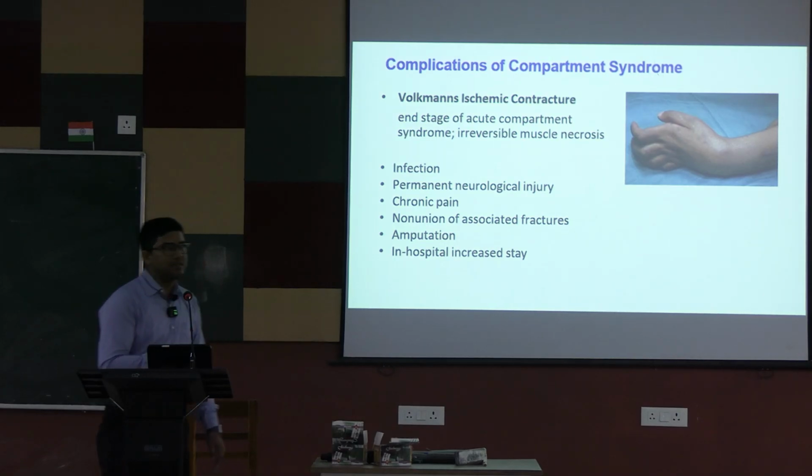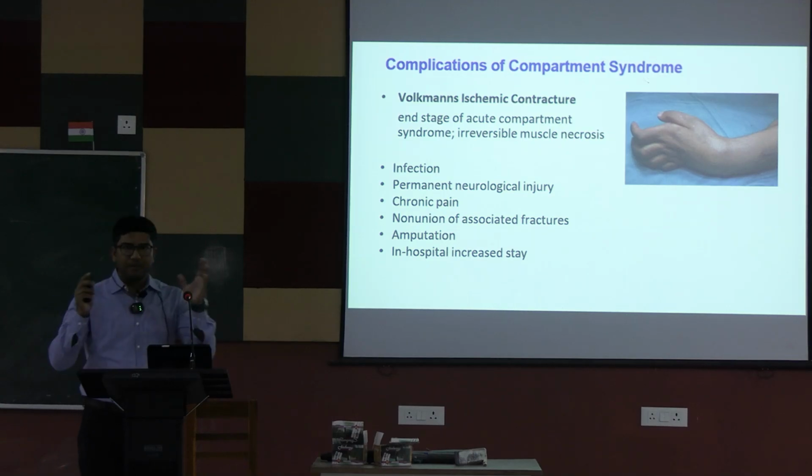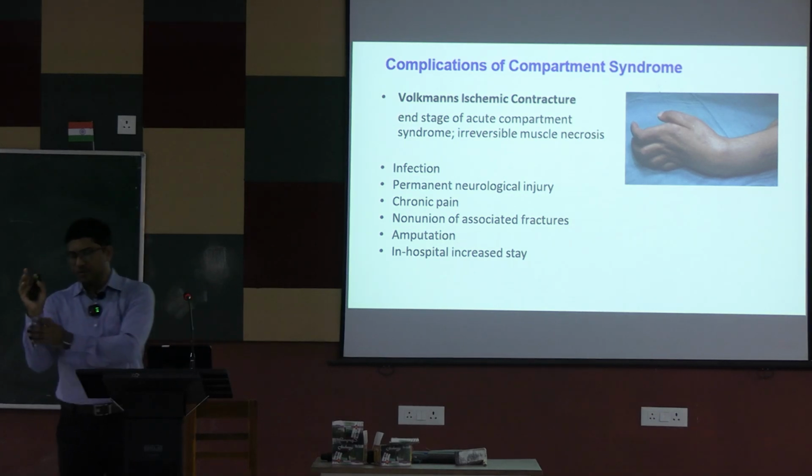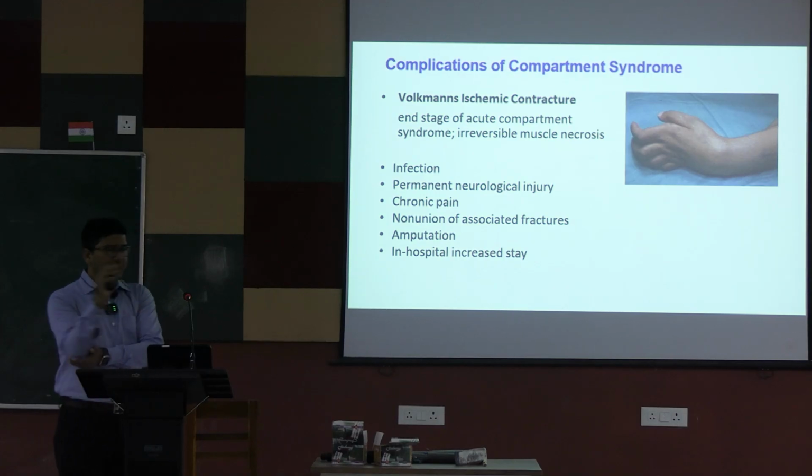So what happens if a compartment syndrome is not managed? Suppose there is a compartment syndrome of the forearm after a supracondylar fracture. So what happens?